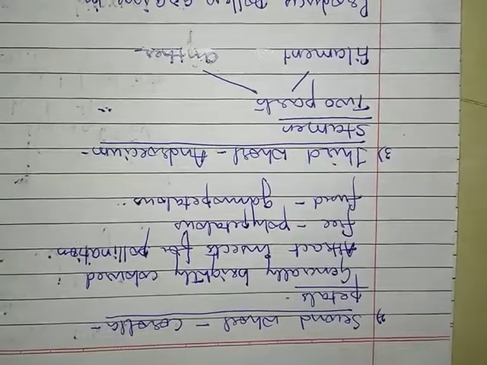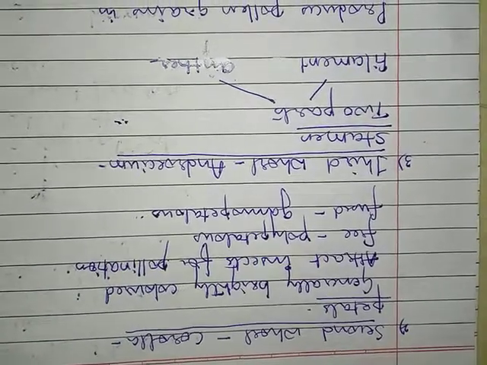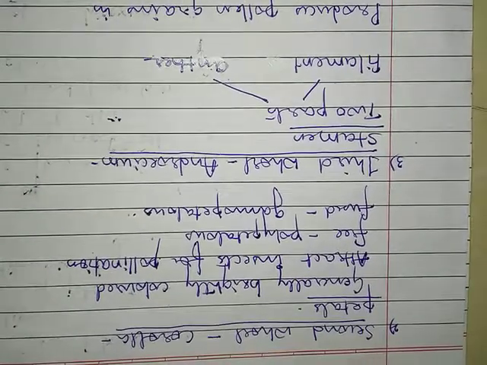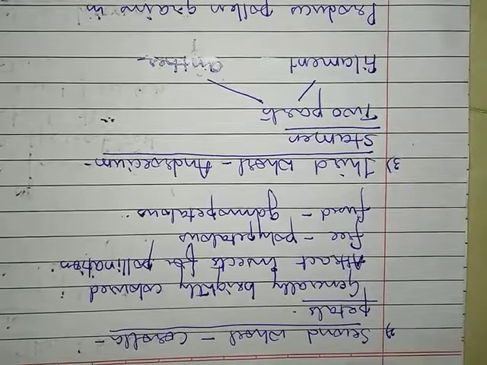Understood, children? So we have discussed two whorls of the flower, the calyx, the outermost whorl, and the corolla, the second whorl. Fine.